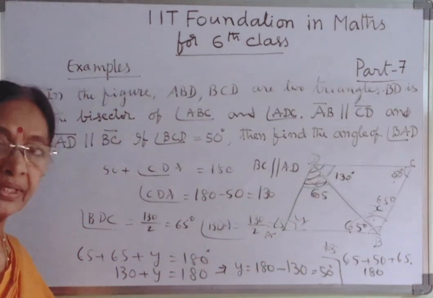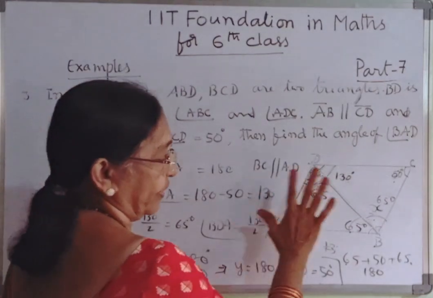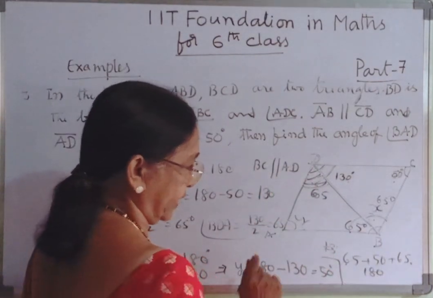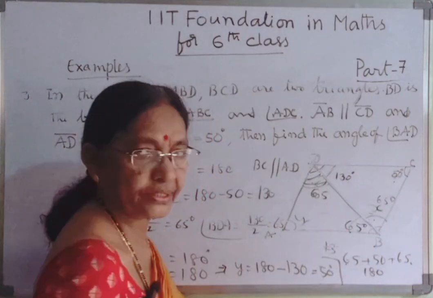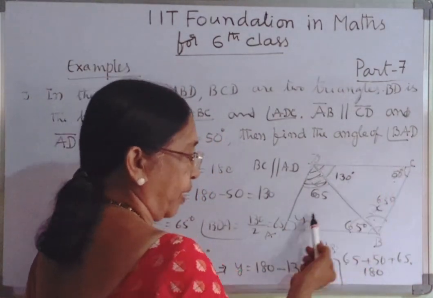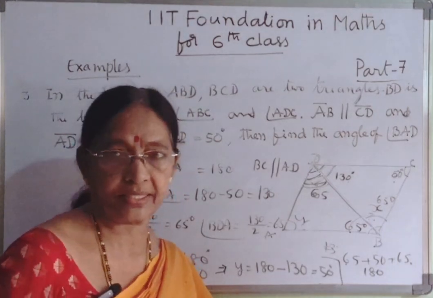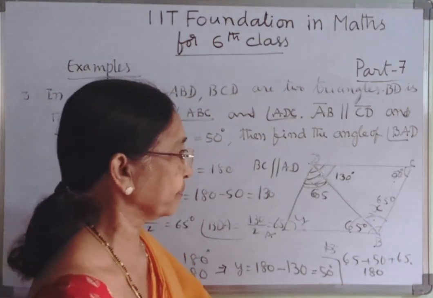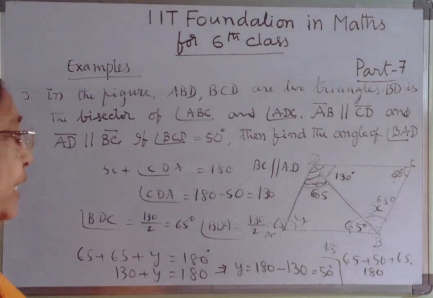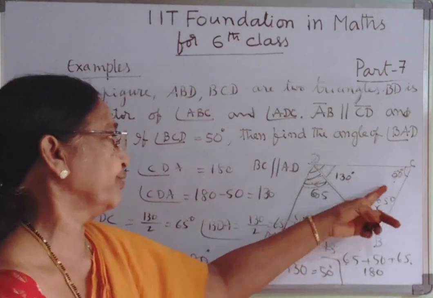But here this figure is a parallelogram. These two lines are parallel to each other and these two lines are parallel to each other. Opposite sides are parallel to each other. Then the opposite angles are equal. This is a property of the parallelogram. But we have to find it from the fundamentals. Therefore, we got that this angle is equal to 50 degrees.